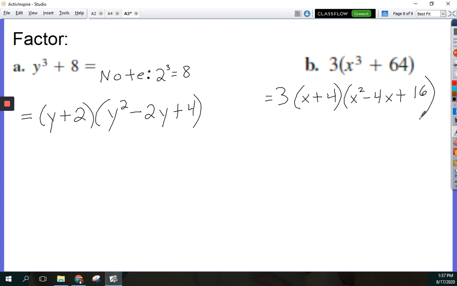Now, be careful on that last number, because a lot of people make the mistake of just wanting to write a 4 there instead of the square of 4, which is 16.